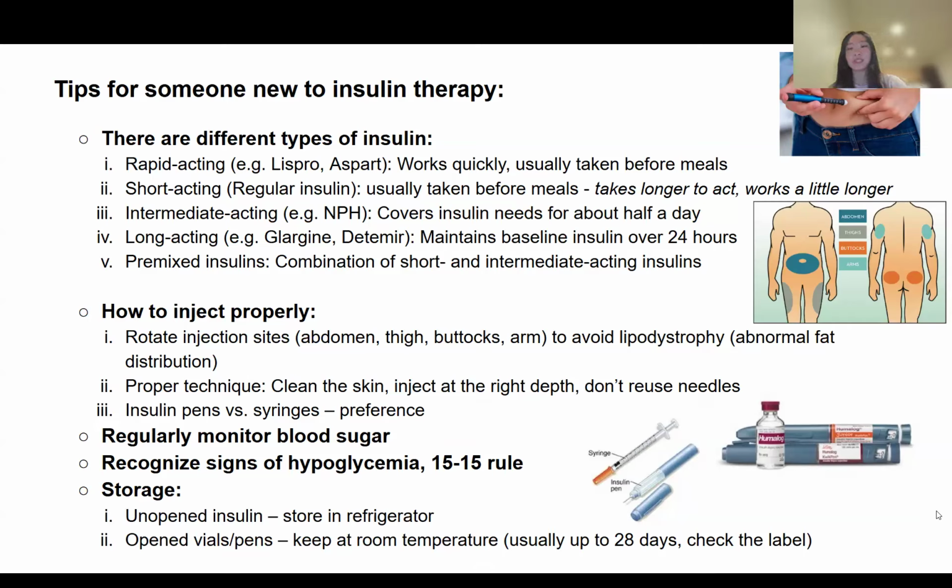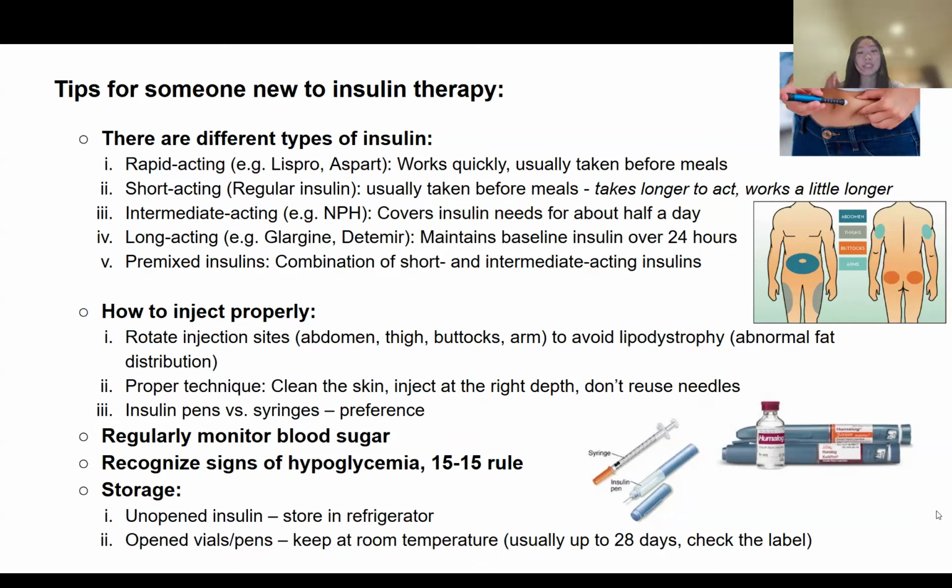And the reason we're doing this is to avoid lipodystrophy, which is an abnormal fat distribution. You could see this as lumping, or thickening of the skin in the area that you're injecting. And this is something that we want to avoid just by rotating the sites.